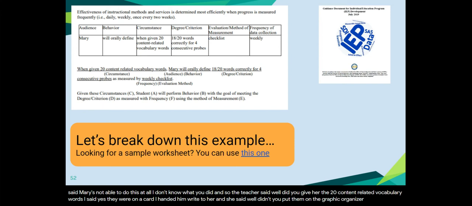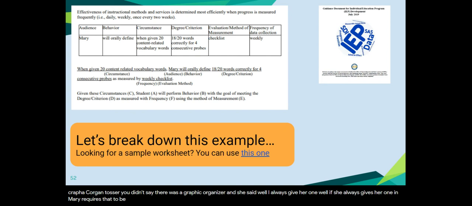And I said, what graphic organizer? You didn't say there was a graphic organizer. And she said, well, I always give her one. Well, if she always gives her one and Mary requires that to be successful, then the circumstances should have said when given 20 content-related vocabulary words and a graphic organizer, right? The circumstances have to have everything in it that Mary needs to be able to act out or perform the goal.